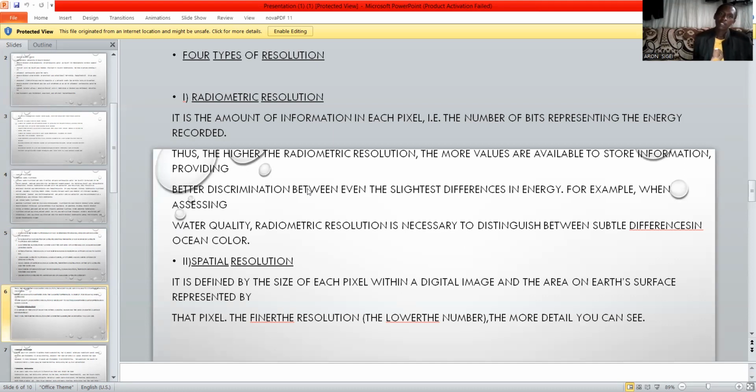The second type of resolution is spatial resolution. It is defined by the size of each pixel within a digital image and the area on the Earth's surface represented by that pixel. The finer the resolution, the lower the number, and the more detail you can acquire.